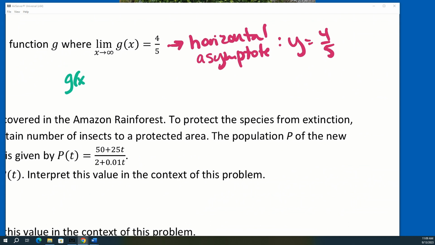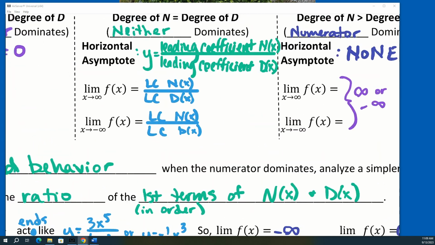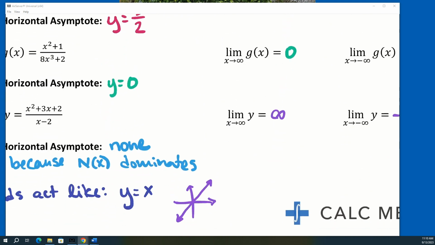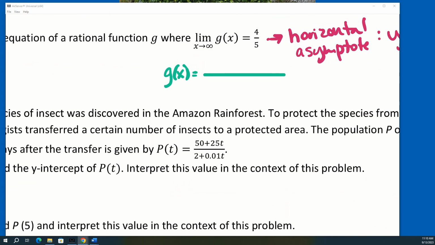And so we want to write our own function, and we could all write different functions if we wanted to, that when I find the horizontal asymptote, I get 4/5. So which situation are we going to have to use out of these three? Same degree, right? And so they're going to have the same degree, and your leading coefficient on the numerator needs to be 4, and your denominator needs to be 5.